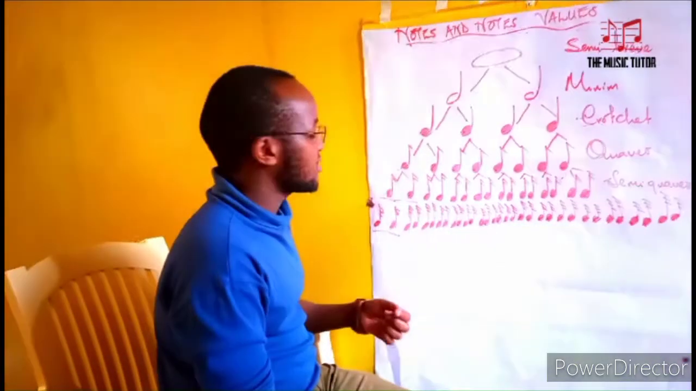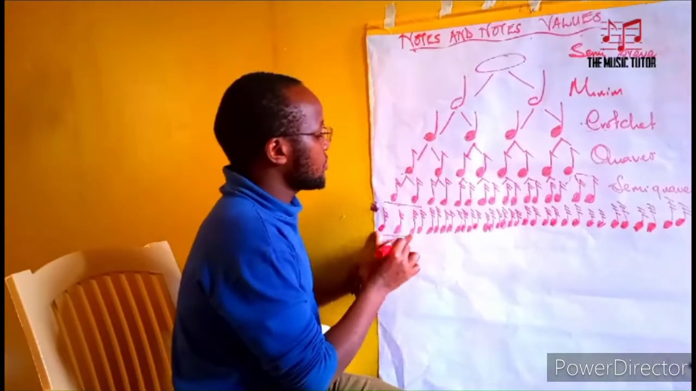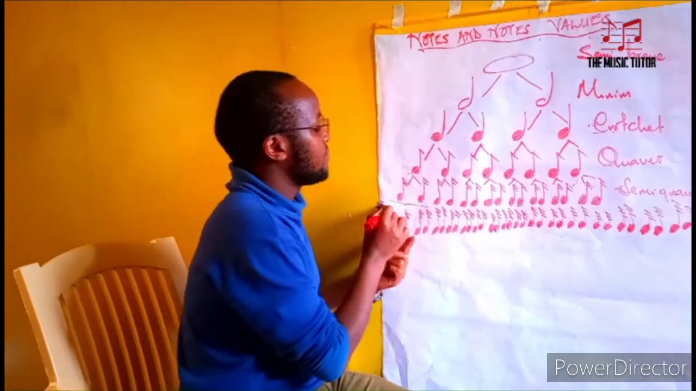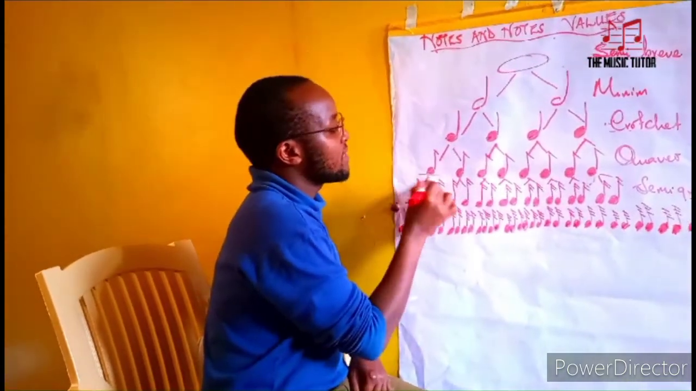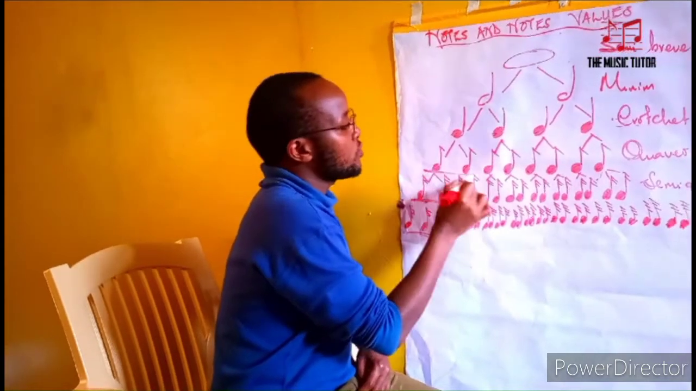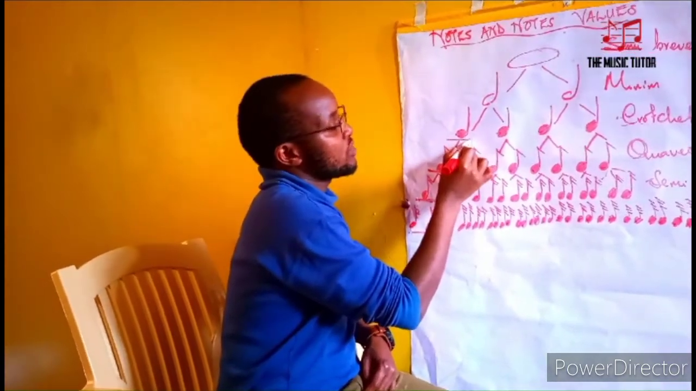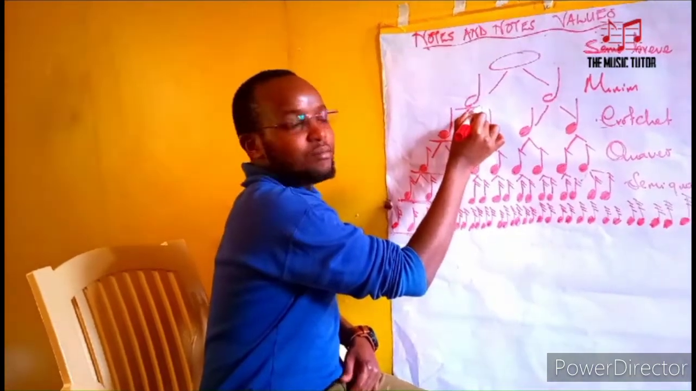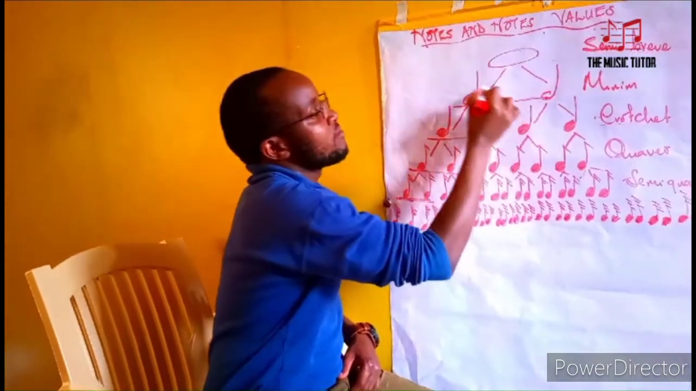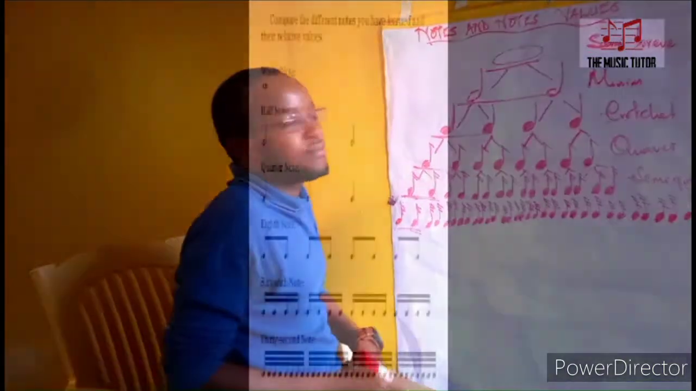We summarize it this way. Two demisemiquavers make a semiquaver. Two semiquavers make a quaver. Two quavers make a crotchet. Two crotchets make a minim. Two minims make a semibreve.